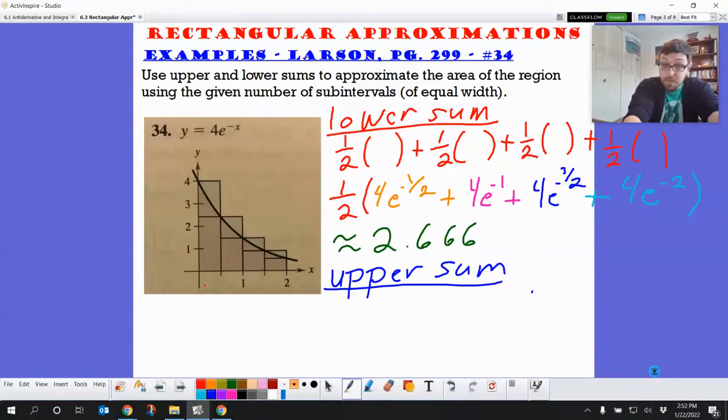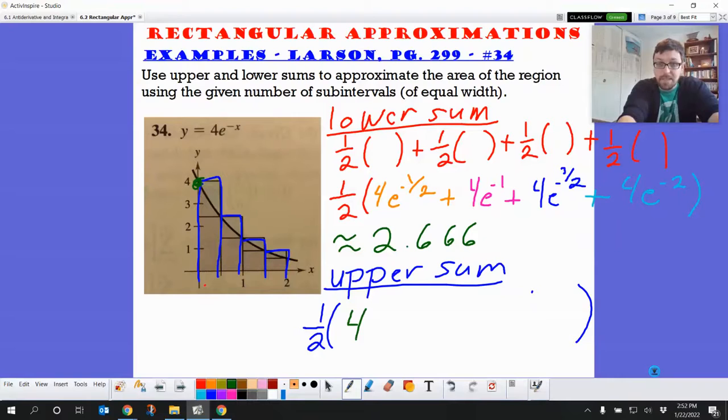So to do the upper sum, we need all of the ones that are tall. Okay. So we still have that same width of 1/2. And then we've got all of our pieces. And we just want the parts of those rectangles that are touching the curve. So the first one is at 4 and then e to the 0. Oh, cool. That's just a 4 because e to the 0 is 1. Nice.